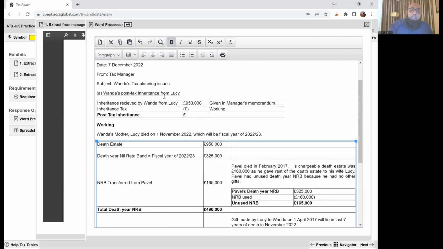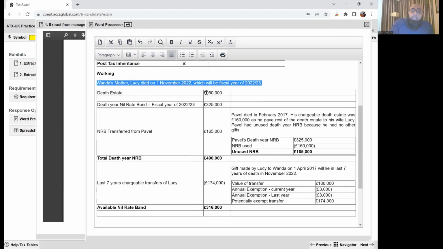See, the question is that we have to look at Vanda's post-tax inheritance from Lucy. Now, the inheritance received by Vanda from Lucy is 950,000. This 950,000 is given in the memorandum. We have to deduct the inheritance tax to get the post-tax inheritance. Now, Vanda's mother, Lucy, died in November 22. So we wrote the death estate of Lucy, which is 950,000.